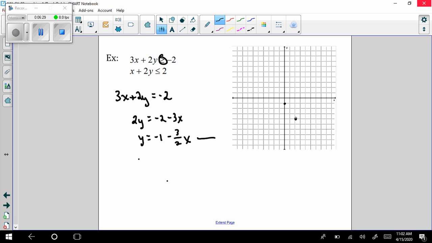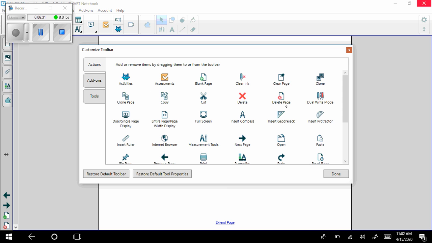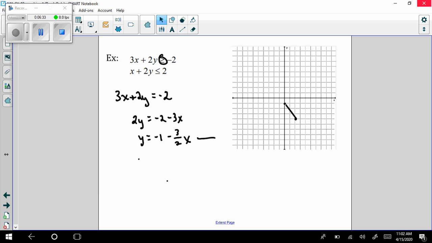So this boundary line is solid. There's going to appear something like this. If I was doing this on paper, I'd be using a ruler to make sure those lines were straight. So 3x plus 2y equals -2.